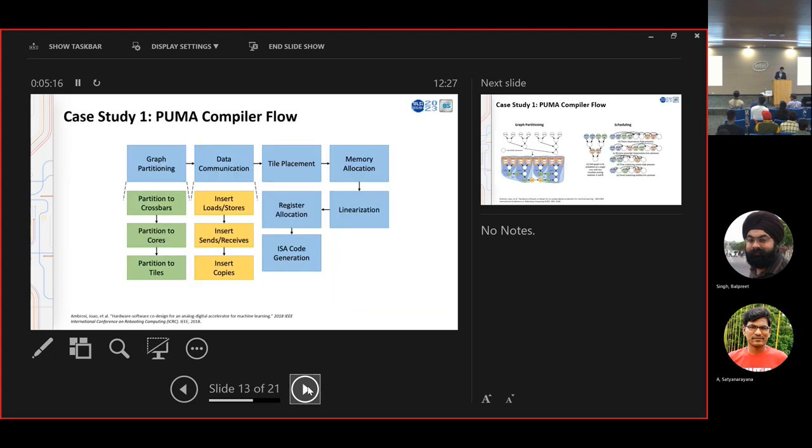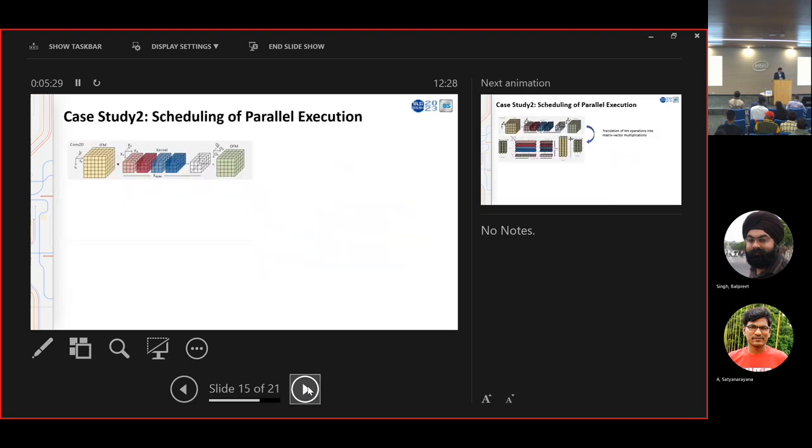For the Puma paper, I'm not going to go into the details, just read the paper, but it's essentially a very similar flow, which has the same principles behind it. Due to limited time, just read the paper. It's really worth taking a look at. So I'm going to skip over the Puma case study and go into our case study.